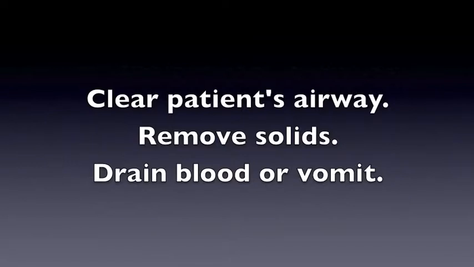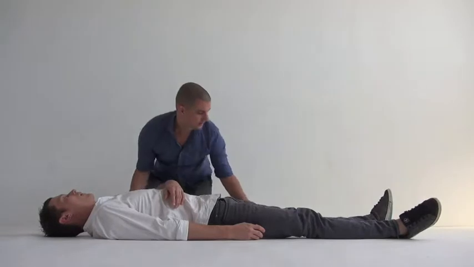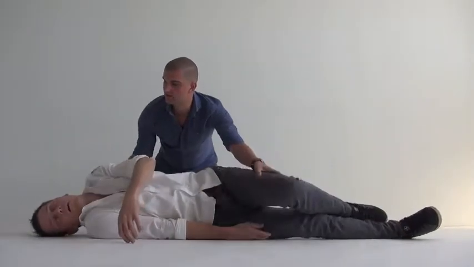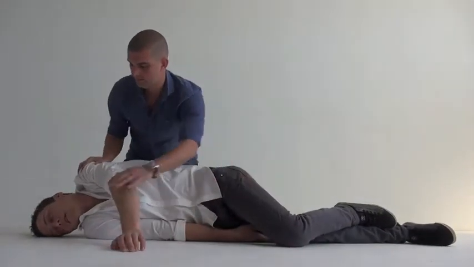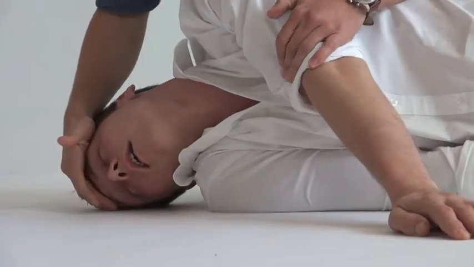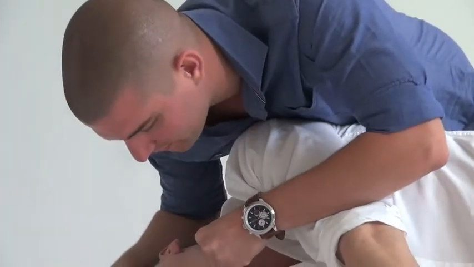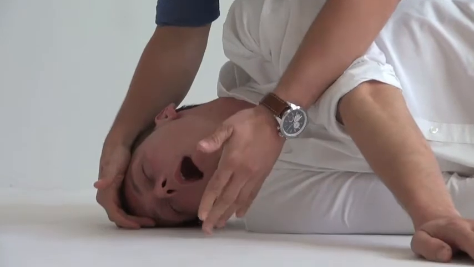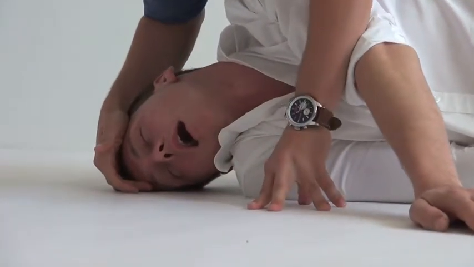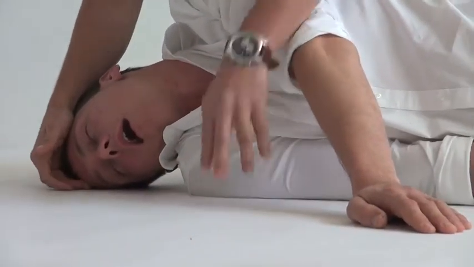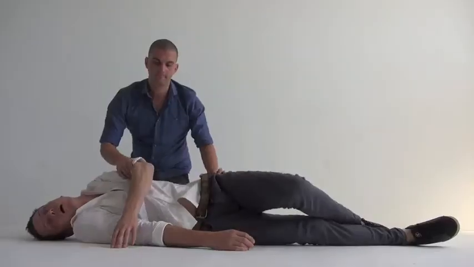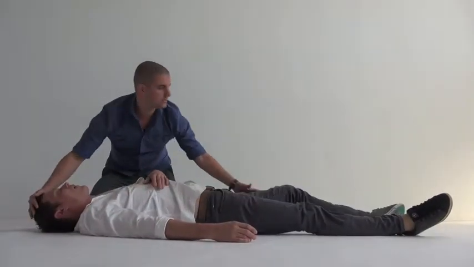So what we need to do is drain. Roll the patient onto their side, gently. Pull the patient's head back and open their mouth and let the blood or vomit drain. Once you're happy that there's no more blood or vomit coming out, roll them onto their back. Make sure you do this gently.